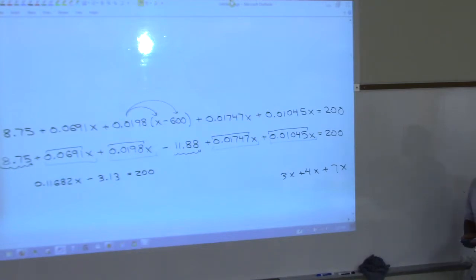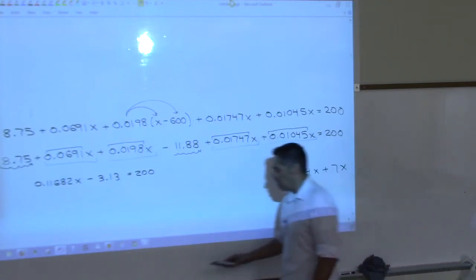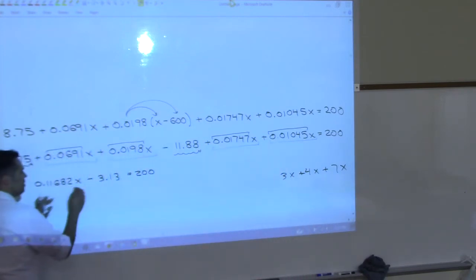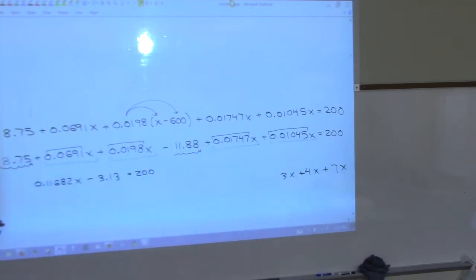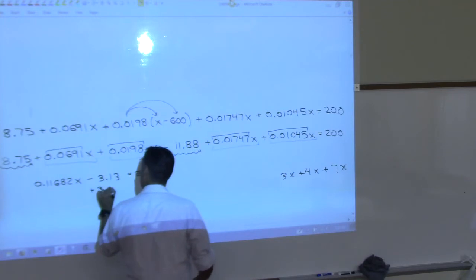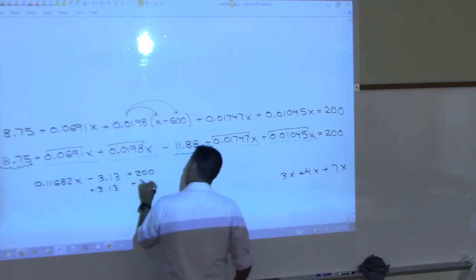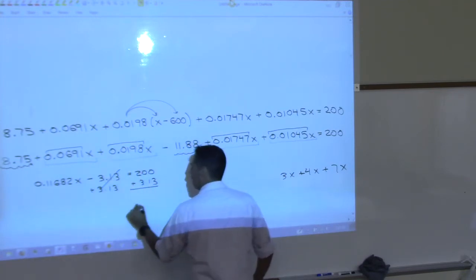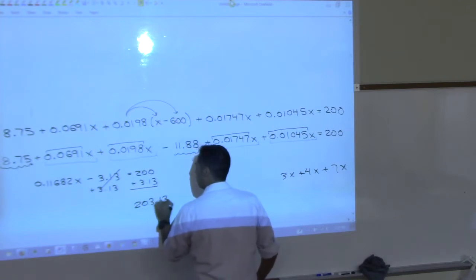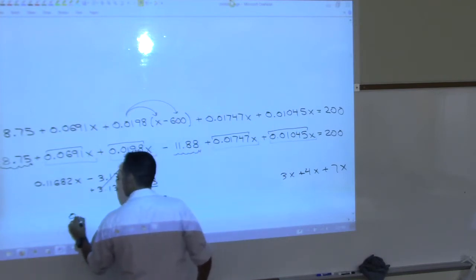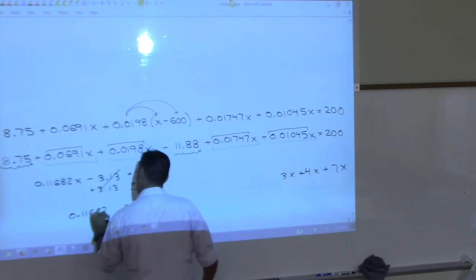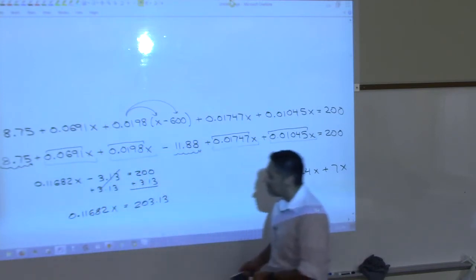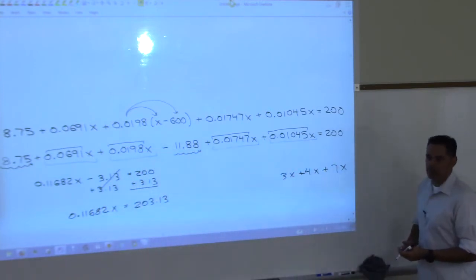Is this starting to look a little bit more like a linear equation now? So what would be my next step if I'm trying to get x by itself and I have this take away that? You'll move the 3.13 over. How do I move that over? Add it, right? So add this to both sides. So they'll cancel here, and over here we'll get 203.13 equals 0.11682x. And then my last step would be to try and get x by itself.